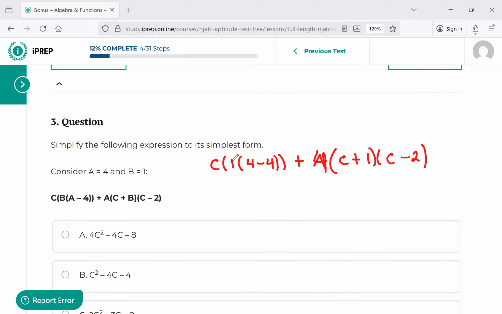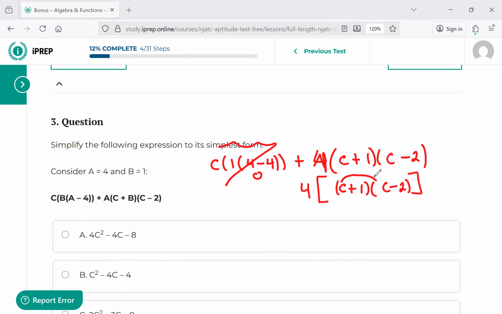Okay. So the good news here, if you look at this part right here, 4 minus 4 is 0, and then you don't have to worry about anything else because 0 times anything is 0, right? So this just becomes canceled or 0. Over here, what I would do is first FOIL out the C plus 1 and the C minus 2. And unfortunately, there is no shortcut. You just gotta FOIL it out and just be careful.